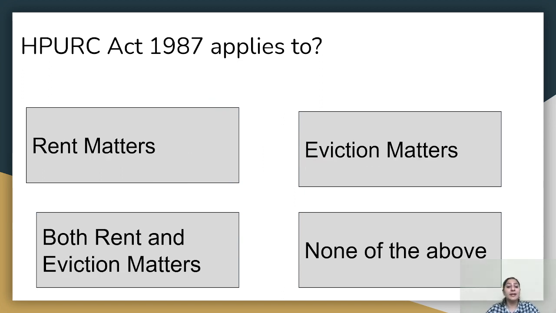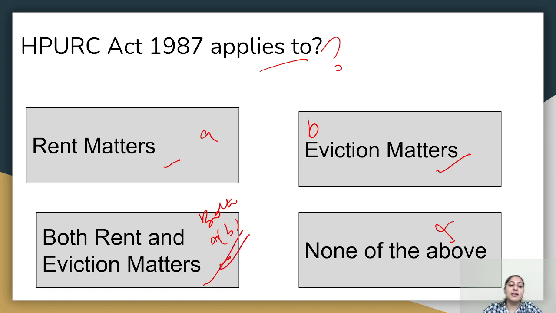And another simple question that was asked was, कौन से ऐसे matters हैं जो cover करे जाते हैं Rent Act में? क्या वो rent matters हैं, eviction matters हैं, both rent and eviction matters हैं, and none of the above? So अगर आप ध्यान से options नहीं देखेंगे, you might end up marking any of A and B, but the answer is both A and B, right? So this is the correct answer, that both rent and eviction matters are a part of Himachal Pradesh Urban Rent Control Act 1987. So this was a brief video to tell you how achievable this legislation is.